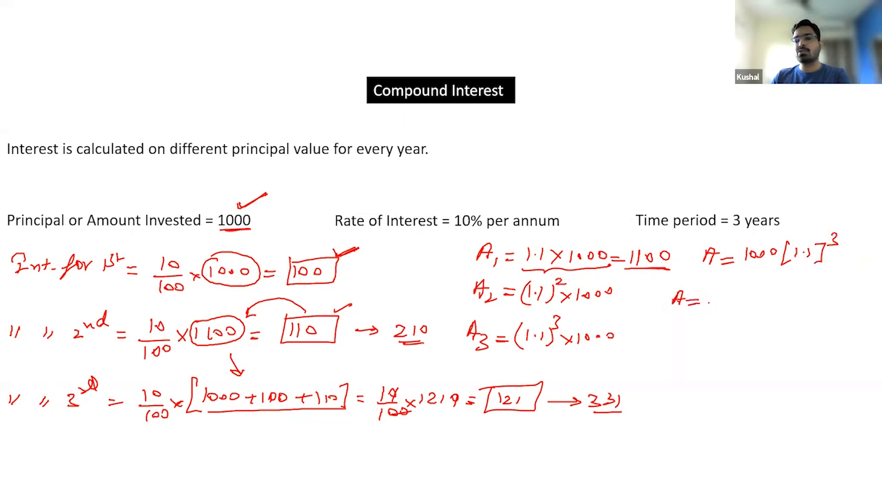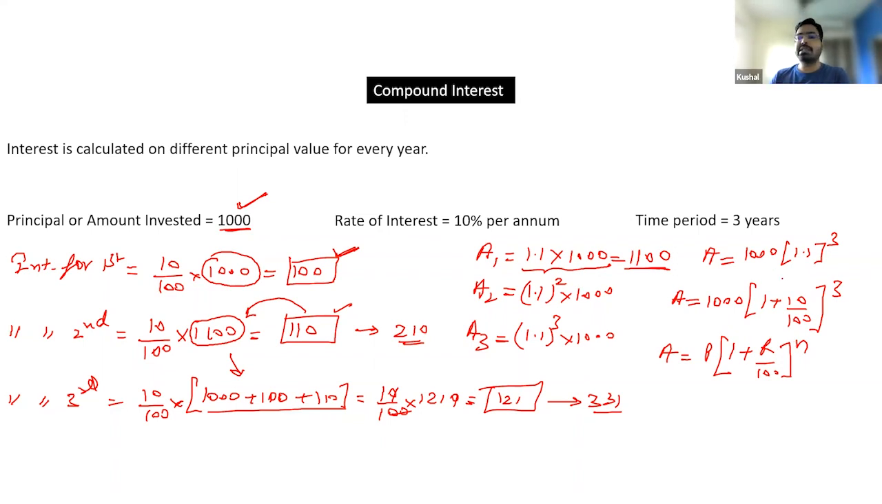Now let's go further. Amount will be equal to what? 1000 into 1 plus 10 by 100. This 1.1 is something that I have written as 10 by 100, raised to the power of 3, right? If you go further, the final amount is equal to principal, which was 1000, into 1 plus r by 100, where 10 was the rate of interest, to the power of n. So amount is equal to principal into 1 plus r by 100 to the power of n. That is the formula that you are getting.